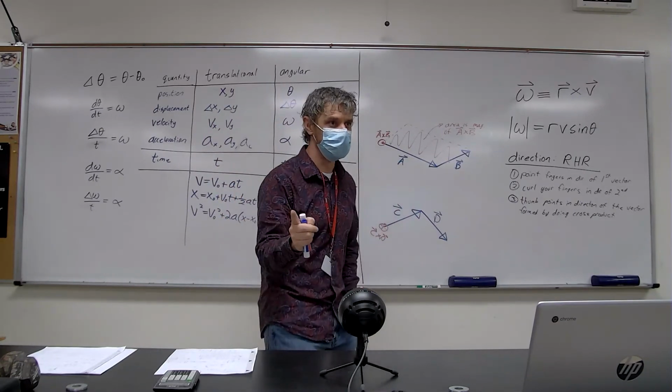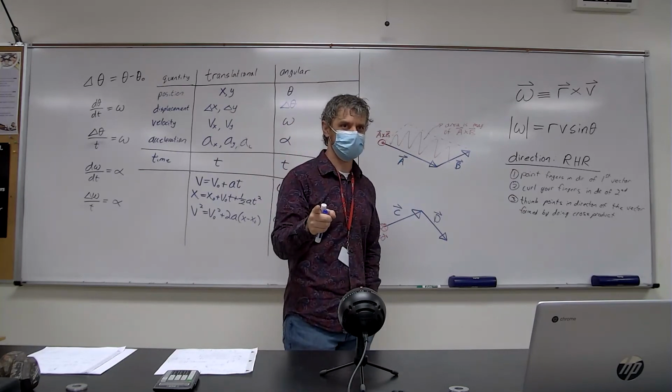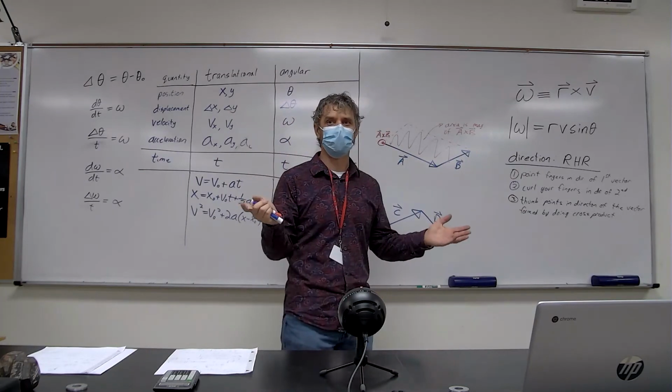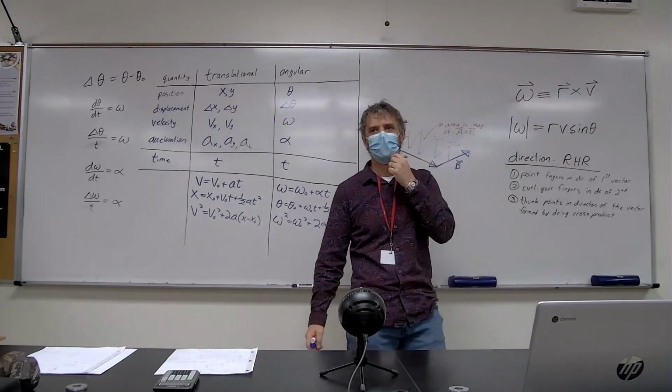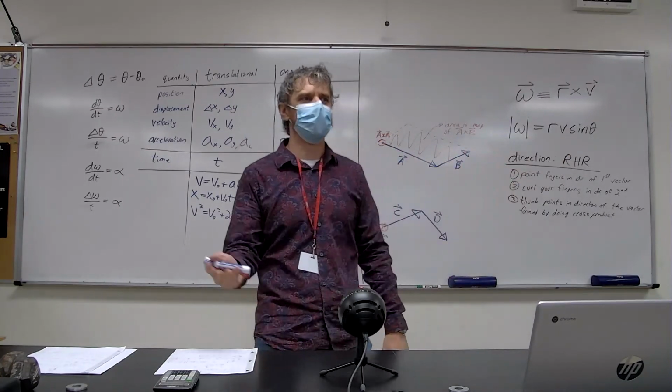What you need to know is the direction. You need to know how to get the direction using the right-hand rule. And you just need to know that the magnitude is not AB cosine theta, but AB sine theta.